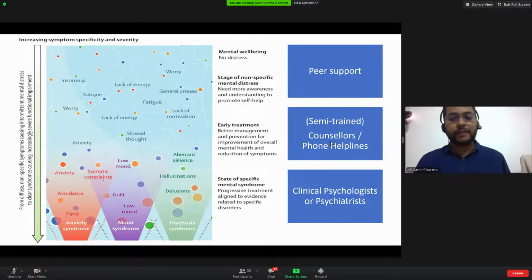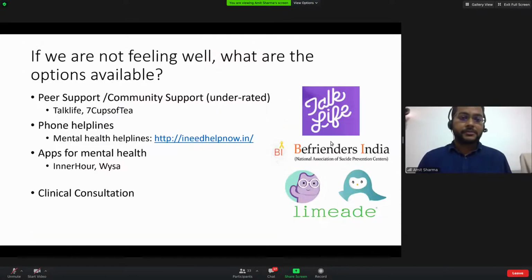And then finally, of course, we have clinical psychologists or psychiatrists. These are needed, and I think these are the main experts here. But what India has evolved, and I think many countries have evolved, is a system that has all three working. And this is what I'm showing you as examples here.